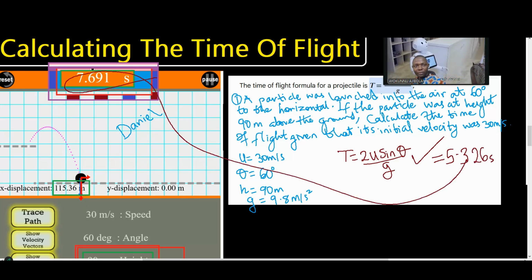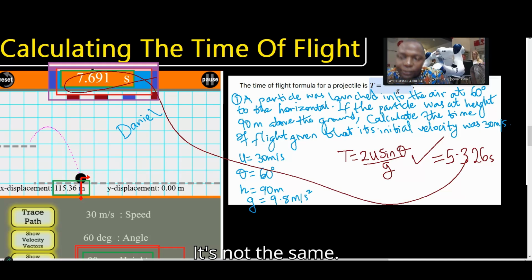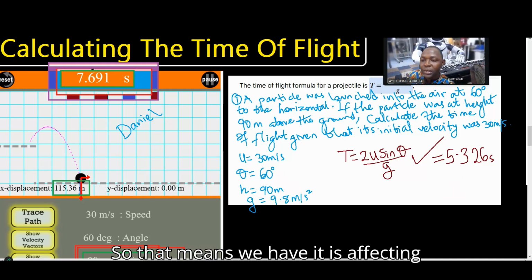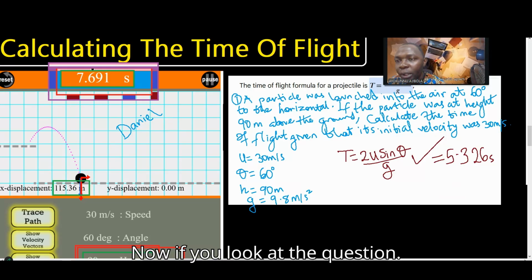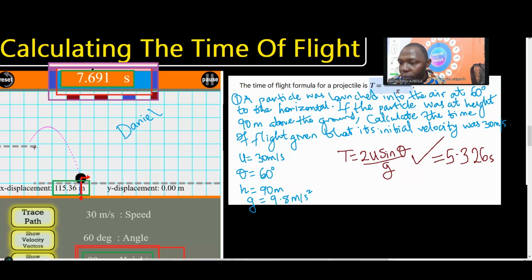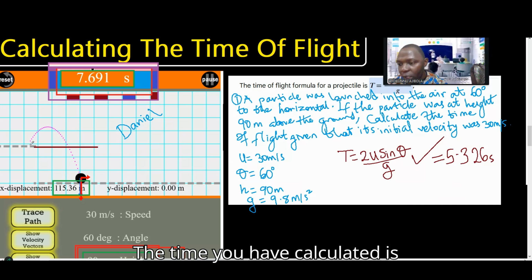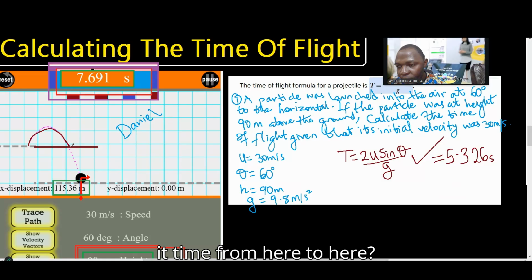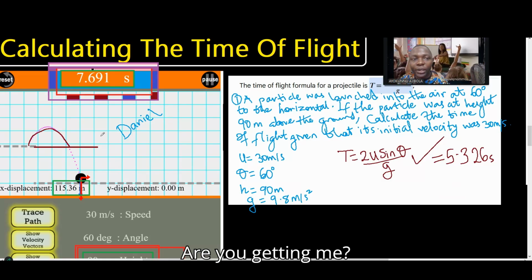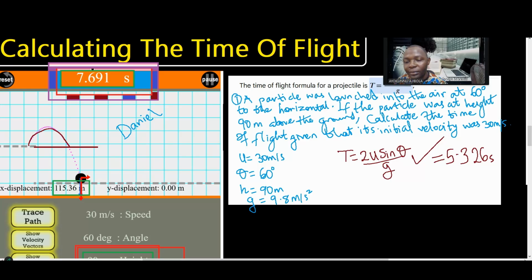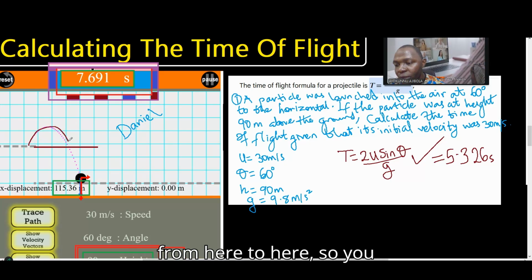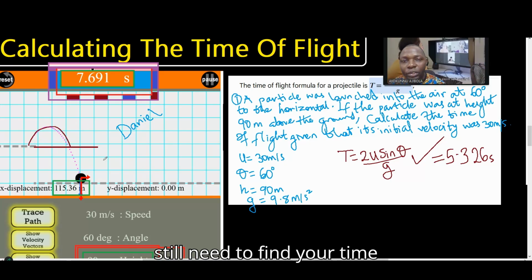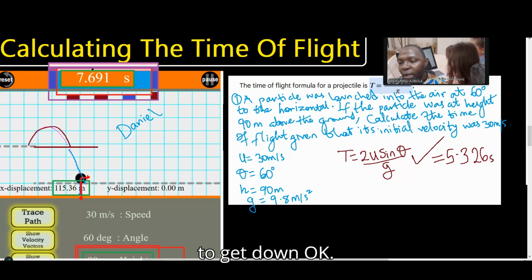No, sir. It's not the same. So that means the height is affecting it, right? Yes, sir. Now, if you look at the question, the time you have calculated is the time from here to here. Are you getting me? Yes, sir. The time you have calculated is the time from here to here. So you still need to find the time to get down, okay?